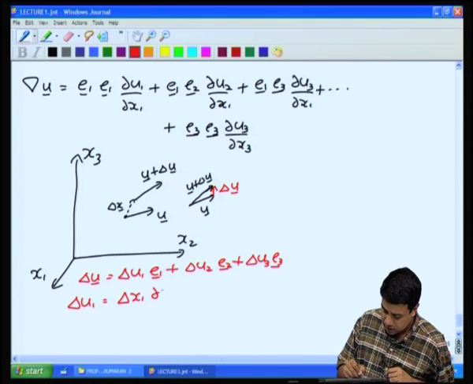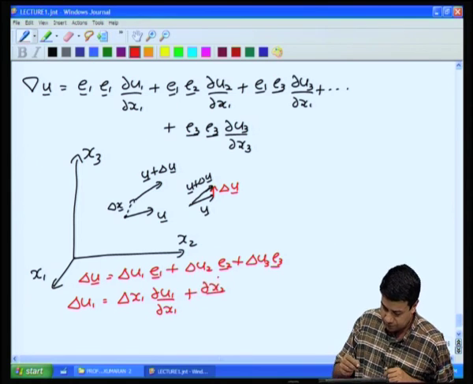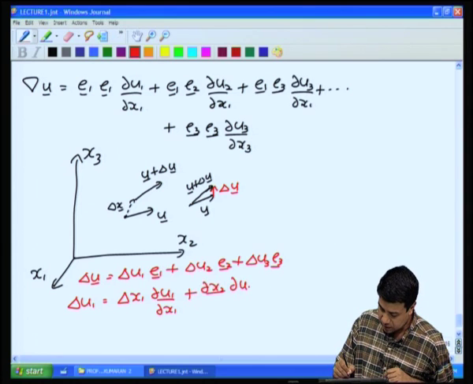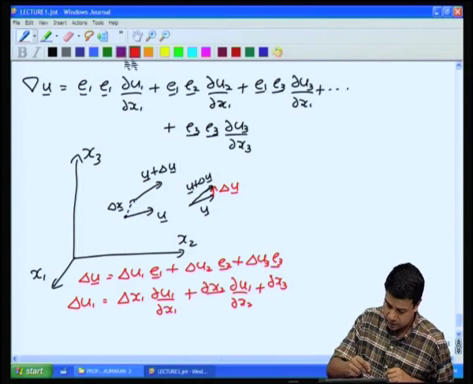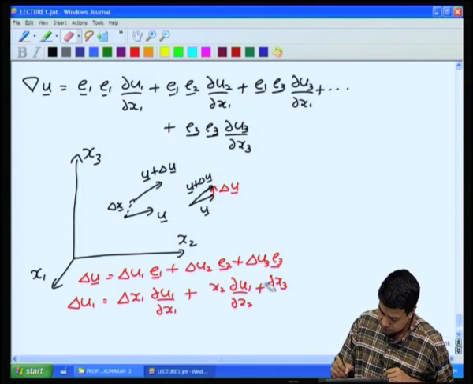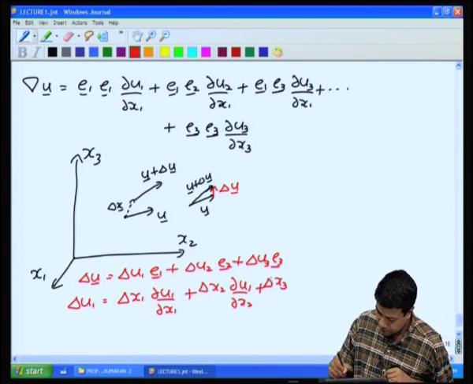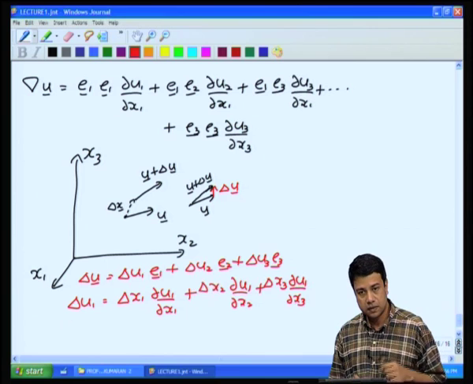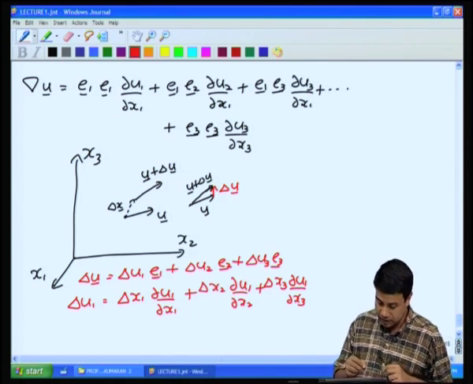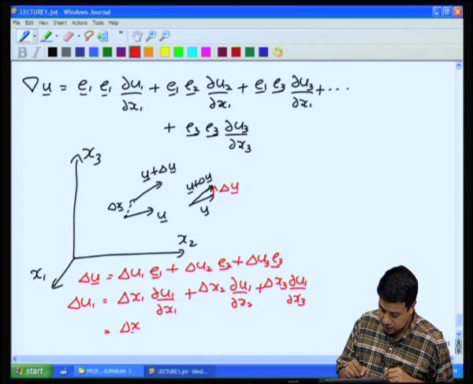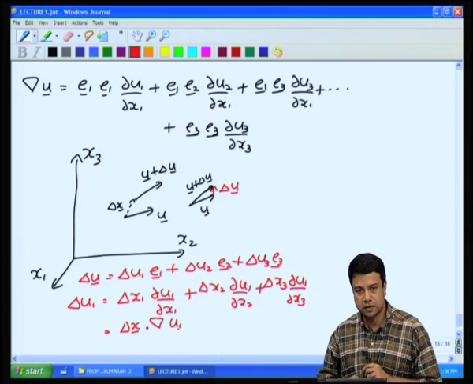delta x1 partial u1 by partial x1 plus delta x2 partial u1 by partial x2 plus delta x3 partial u1 by partial x3. Or in analogy with the concentration field, this is just equal to delta x dotted with grad of u1, the component u1.